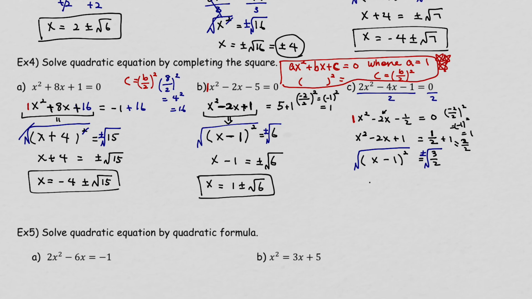And I get x minus 1 equals plus or minus square root of 3 over 2. One thing you need to remember: if you have a radical in the denominator, you need to get rid of it. That's one of the rules, you cannot have that. So when you multiply both sides by square root of 2, numerator and denominator, to get rid of the square root, you get square root of 6 over 2. So your x should be 1 plus or minus square root of 6 over 2.